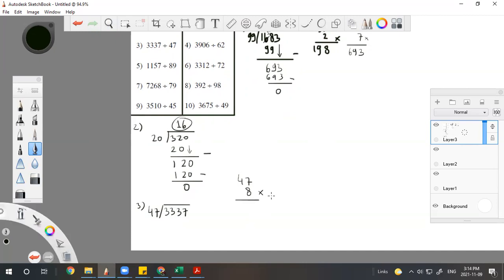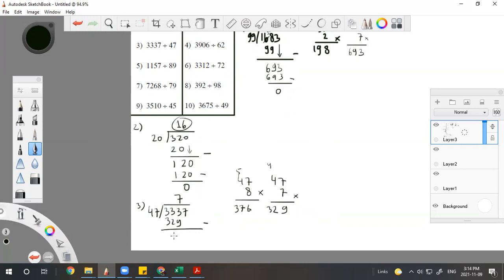Can I? Sure, you can check with anything. 56. 8 times 4 is 32. 32 plus 5 is 376. Too much, right? Decrease. How about 7? Is it still too much or is it okay? So 7 times 7 is 49. And 28 plus 4 is 329, 32. So it is still okay. So 329. I subtract this.